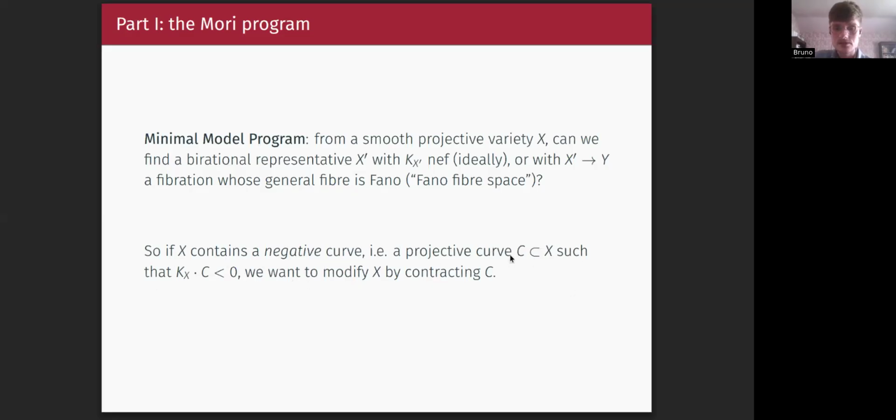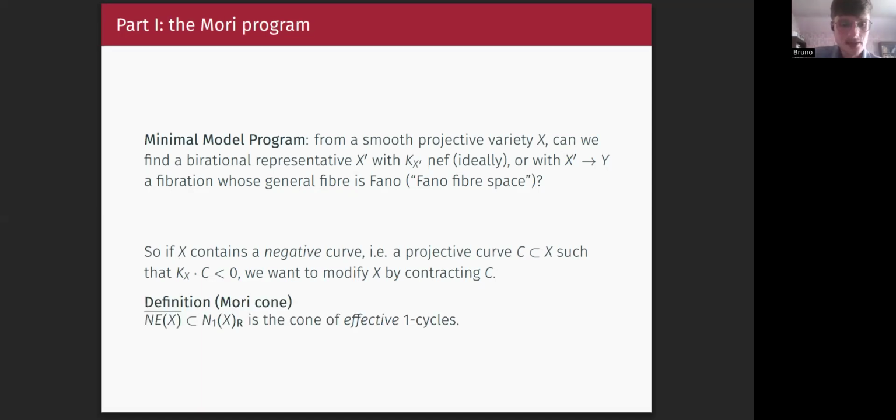And well, to study these negative curves in X, Mori constructed a cone, a geometric object. This cone, which we usually call the Mori cone of X, is contained in a vector space over R. So this vector space N_1(X)_R is the vector space generated by the curves in X. So just formal linear combinations with R coefficients of curves in X, but I quotient out by the numerical equivalence, meaning, well, two curves are numerically equivalent if any line bundle has the same degree on both of them, right? And this cone in this vector space is the cone generated by curves in X with only positive coefficients. Right, so we call this the Mori cone, or the closed cone of effective one-cycles.